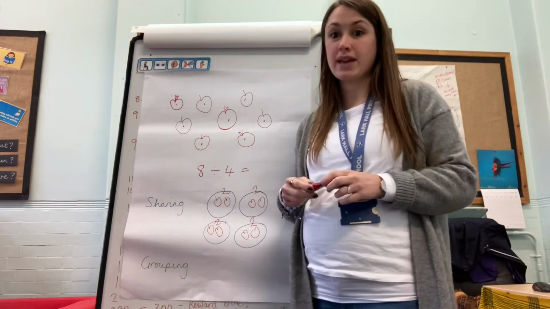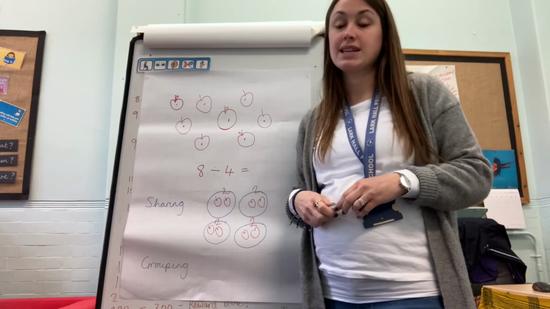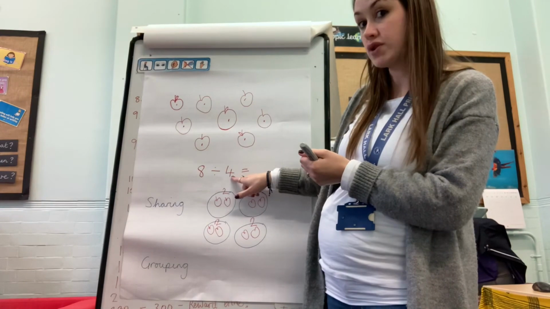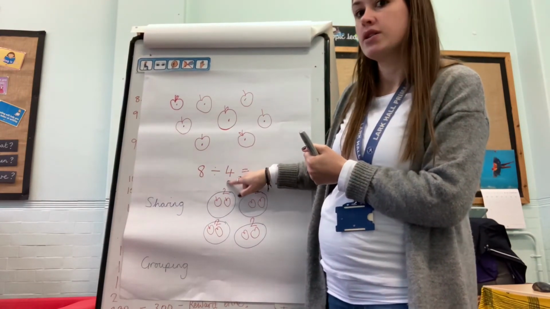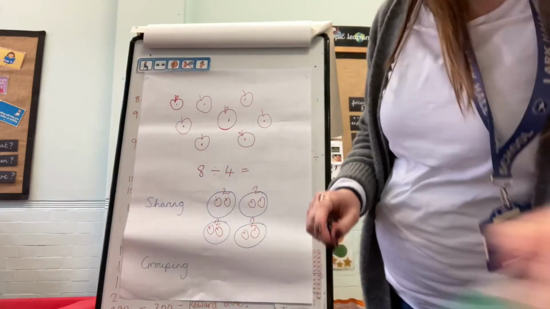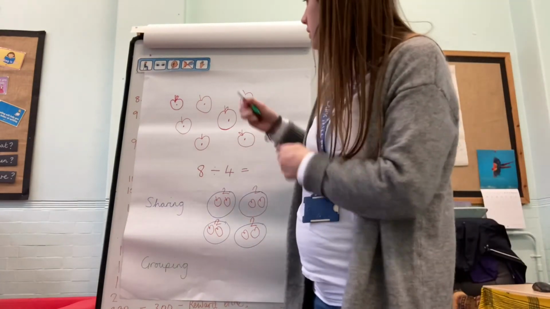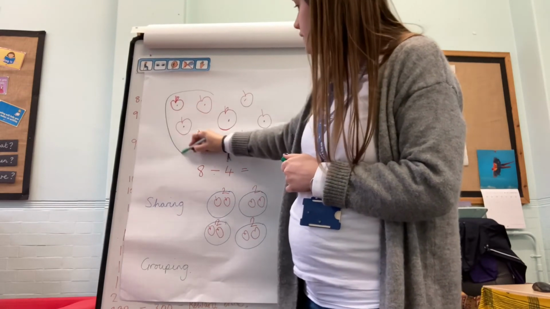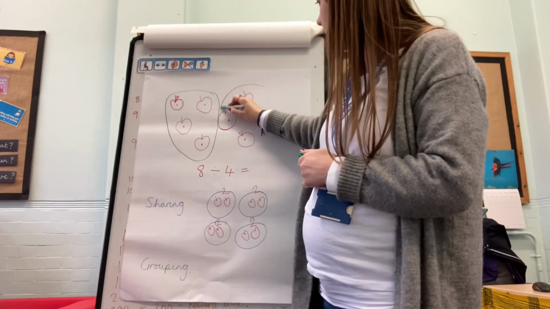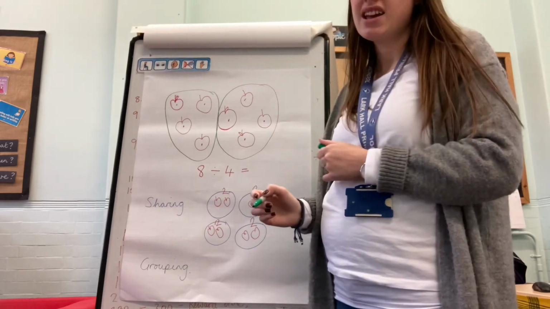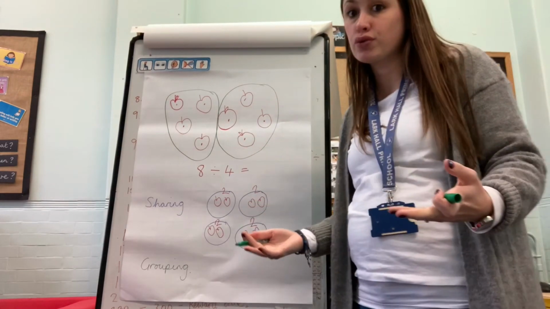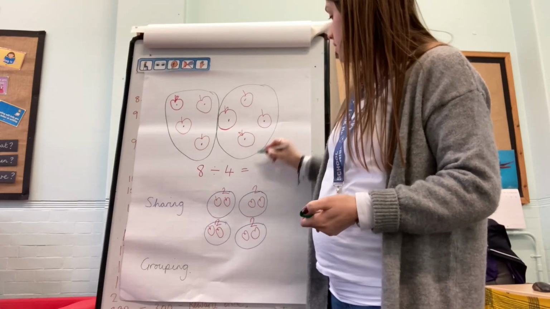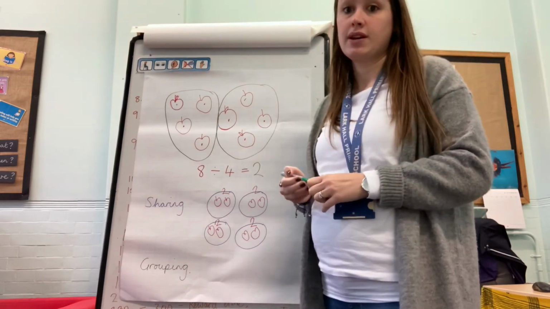Now the other way that we can do division is by doing grouping, and that's putting them into groups of whatever your divisor is, whatever you're dividing by. Groups of 4. So 8 divided by 4, I'm going to group them into groups of 4. Here's 4 apples, and here's 4 apples. Again, the answer is 2 because I have 2 groups. Okay? I have 1 group, I have 2 groups. So the answer is 2, both ways.